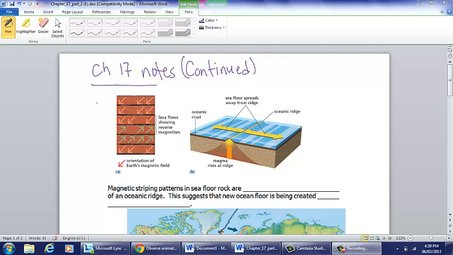In the last lesson, we looked at layers of the Earth and evidence for plate motion. In this lesson, we will continue looking at plate motion and the different types of boundaries between the plates.